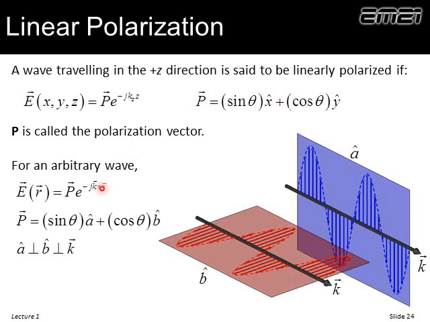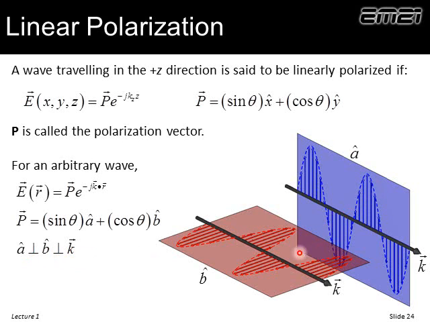Now, if we have a wave traveling in the k direction, so not in the z direction anymore, P and K have to be orthogonal to each other for sure. So we will pick two unit vectors, A and B, that are orthogonal to K, and now we can write our polarization vector this way. Very similar to what we did up here for the x and y directions, but now it's the A and B directions. So A and B and K are all at 90 degrees with respect to each other.